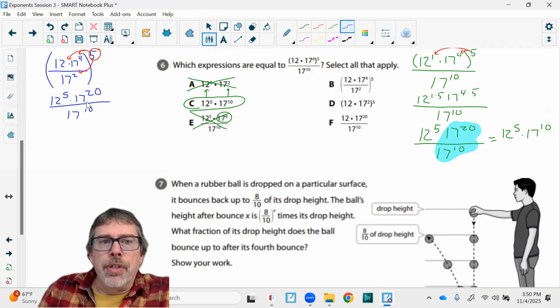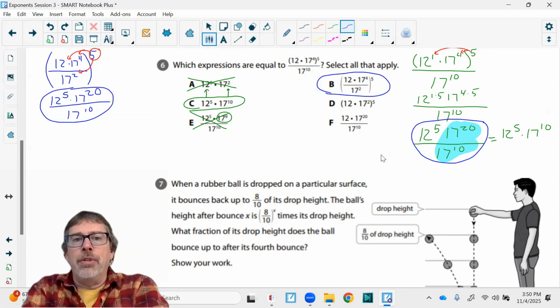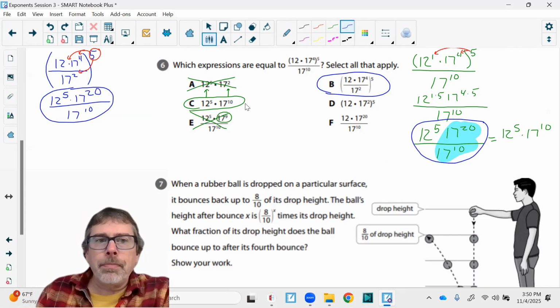And then this reduces to 12 to the 5. And actually, it's the same as right here. These two are the same. So now I know B is also going to give us a simplified value that is equivalent to C.